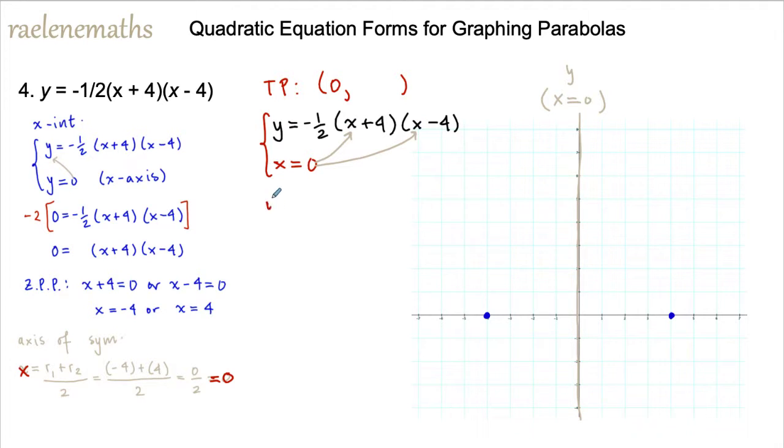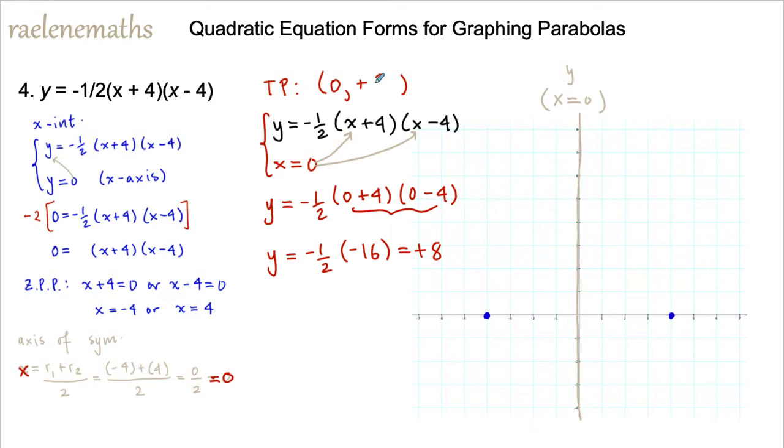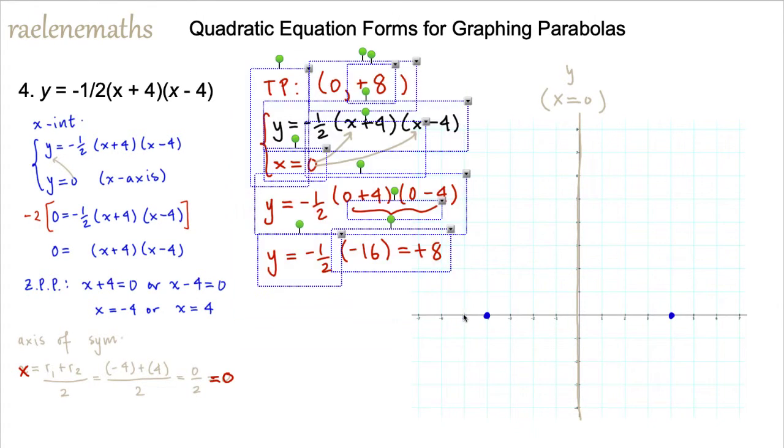Doing this gives us y equals negative 1/2 multiplied by 0 plus 4 times 0 minus 4. This gives us y equals negative 1/2, and then 4 times negative 4 is negative 16. And so we can multiply negative 1/2 times negative 16 to give us positive 8. So the turning point is located at (0, 8) on the axis of symmetry.